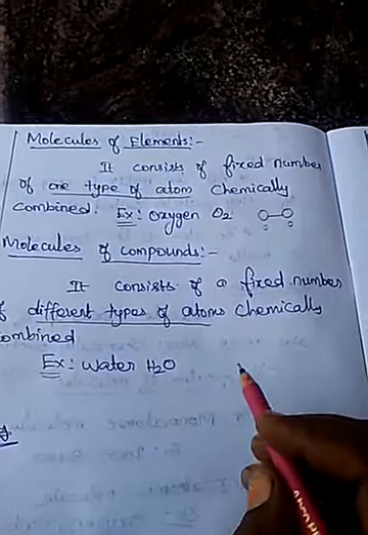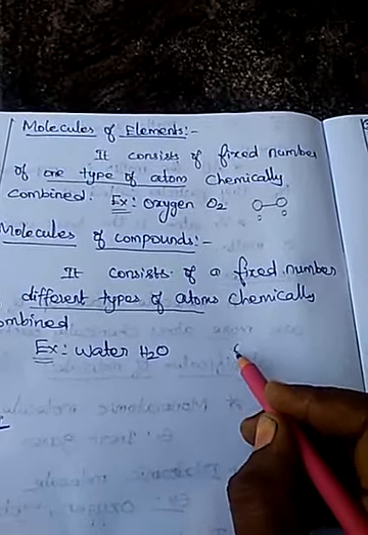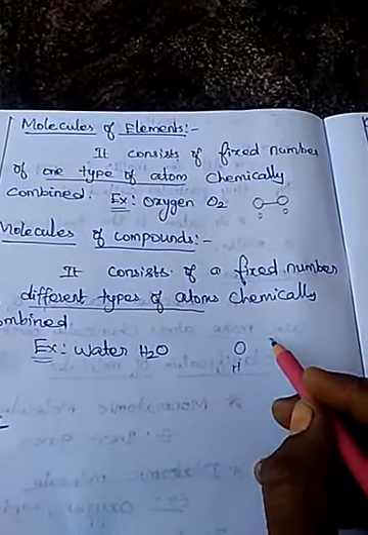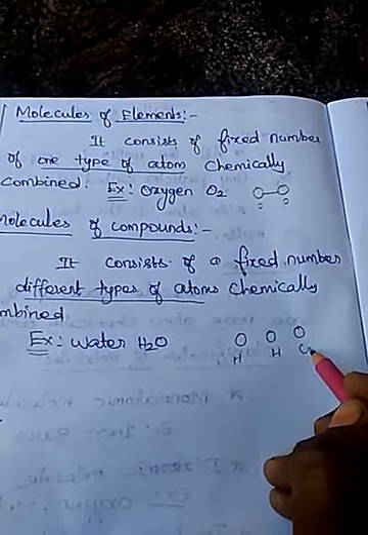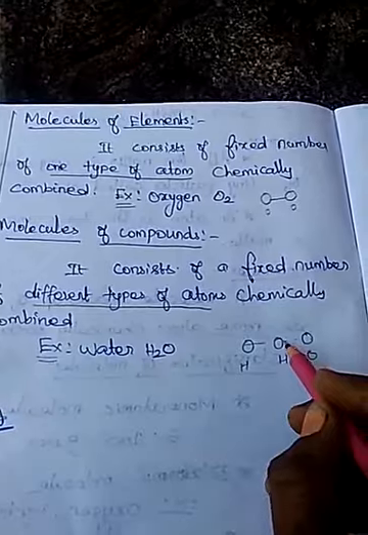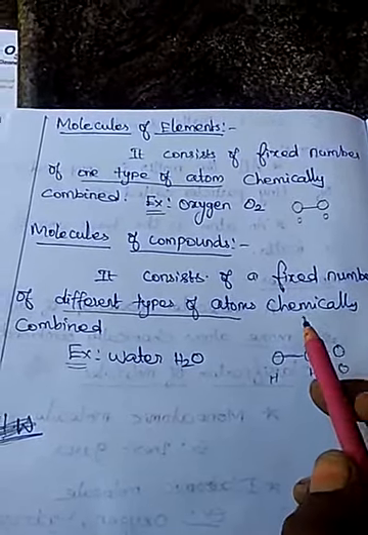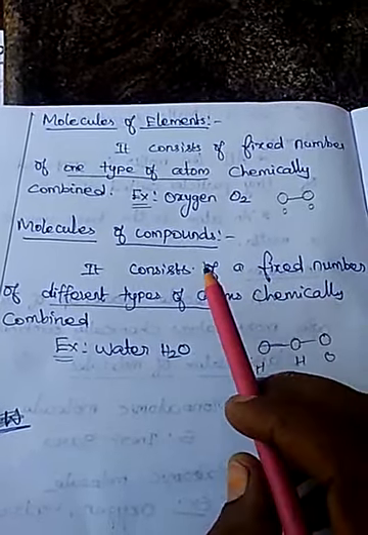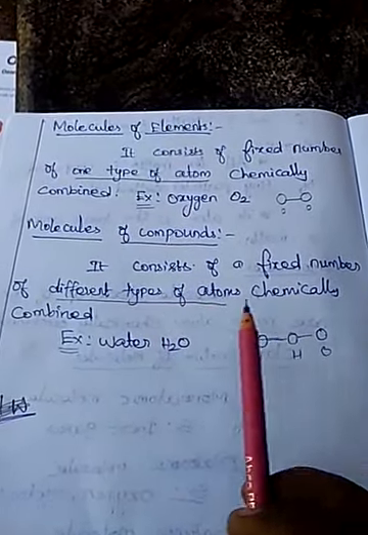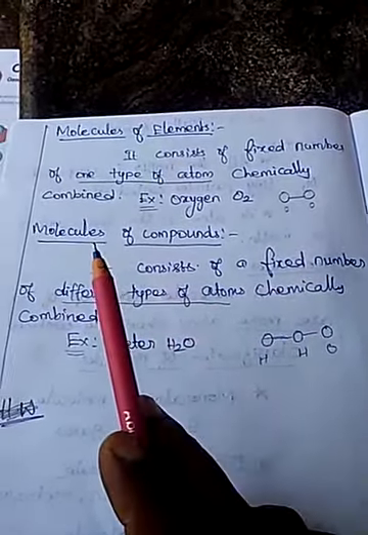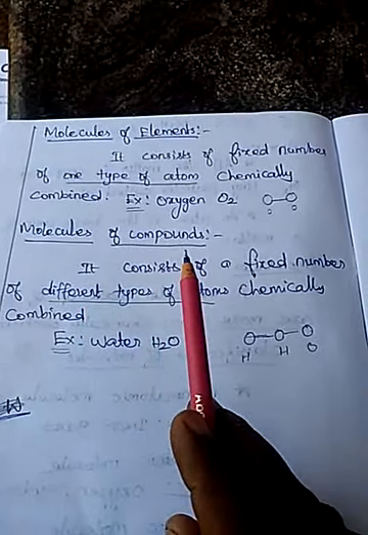Okay students, here we see two hydrogen atoms and one oxygen atom combined to make a molecule of a compound. Different types of atoms chemically combined make the molecule of a compound.